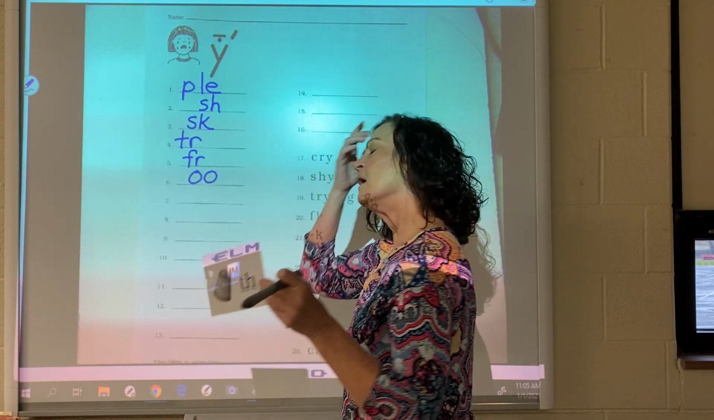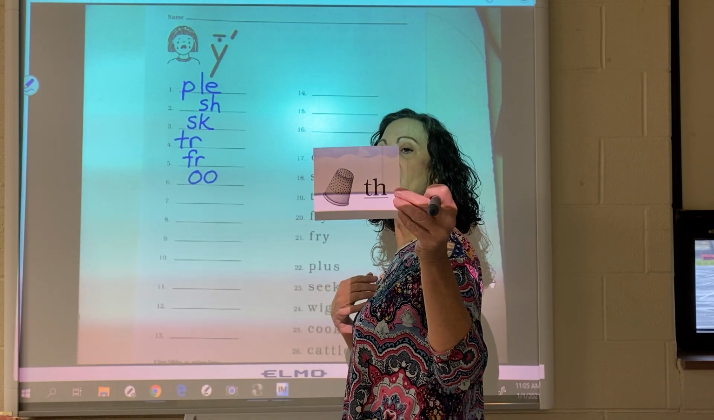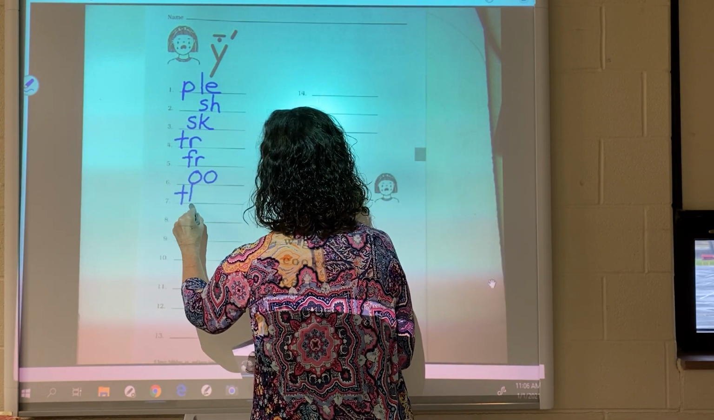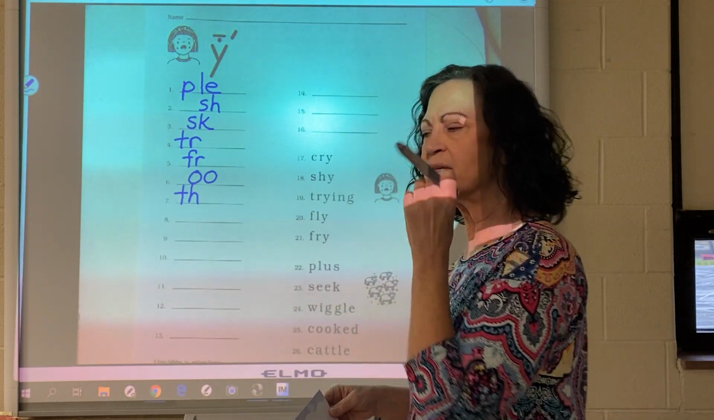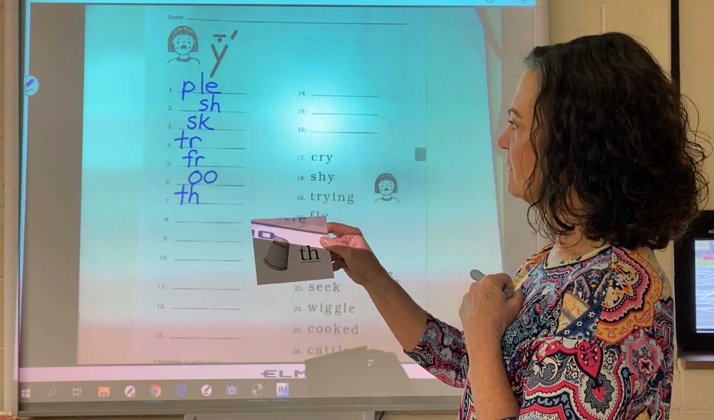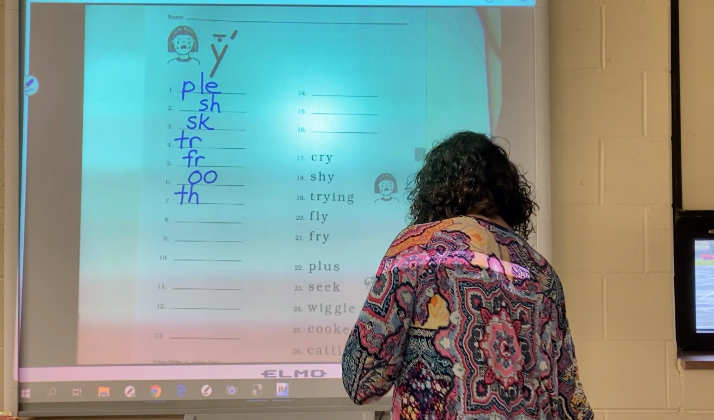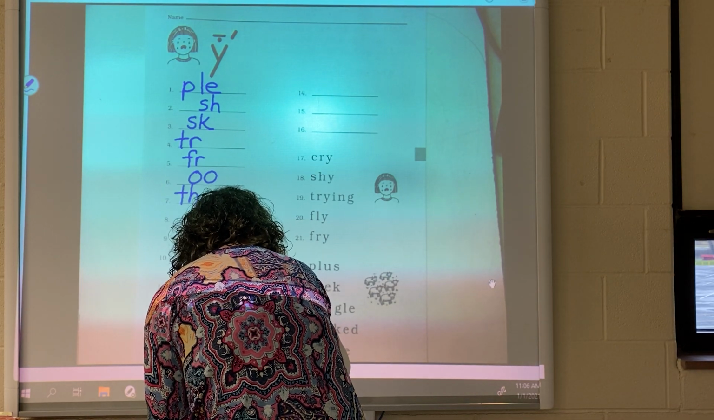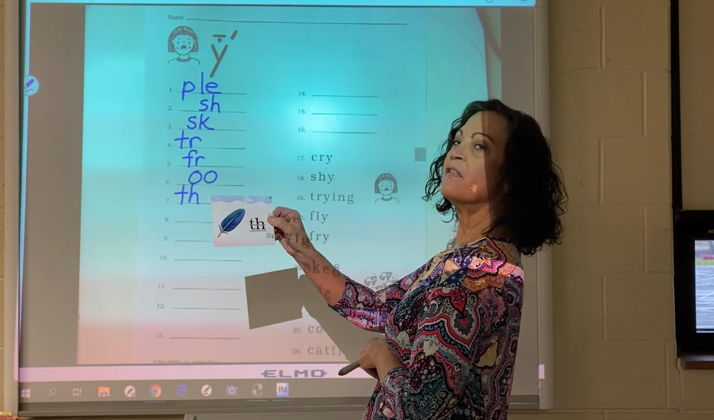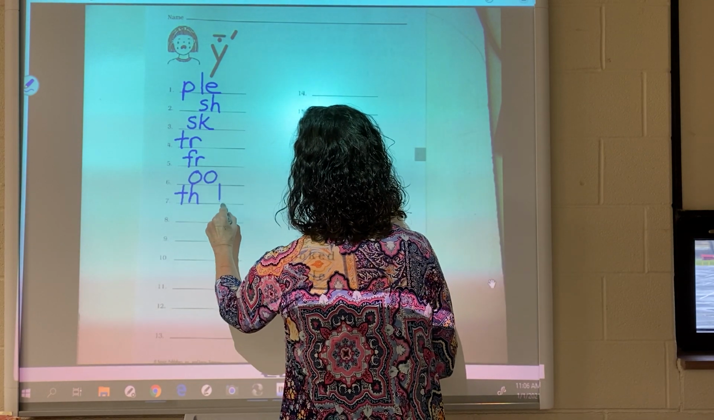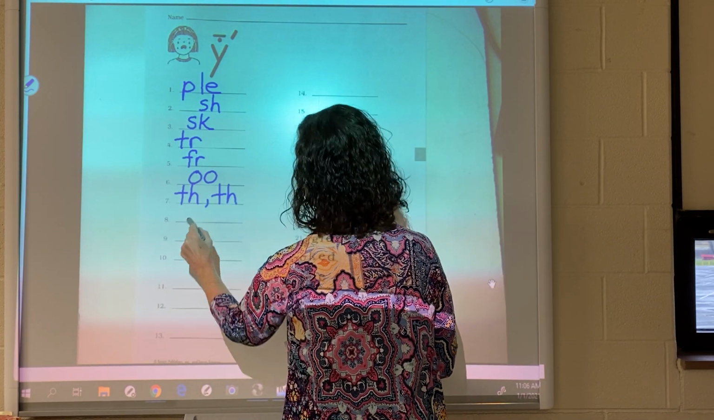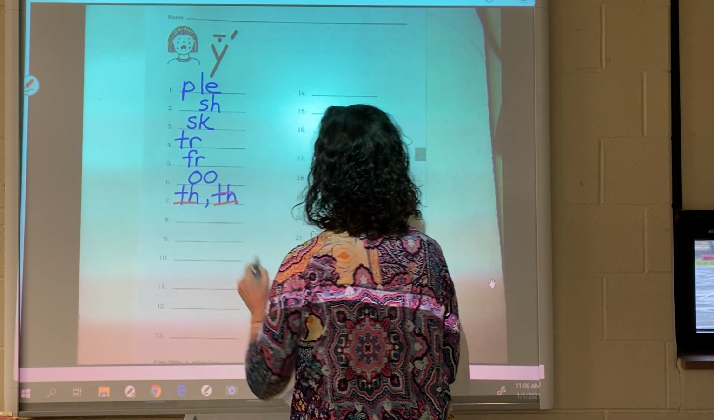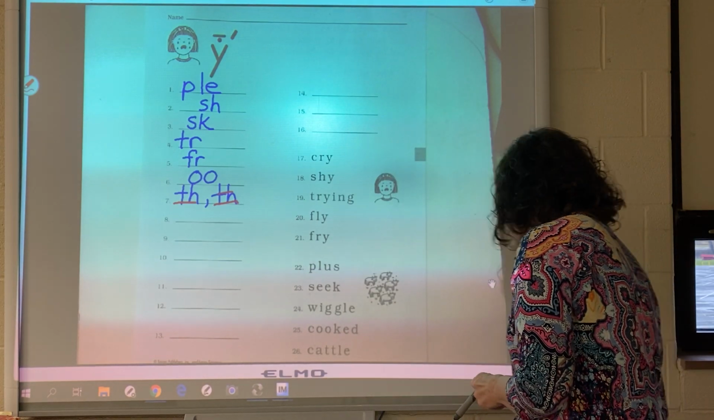We've seen th in thimble. That is one of the sounds that TH makes. TH also says the hard that makes your tongue tickle. Thimble is this one. We have the other TH, the feather, and we're just going to write it right beside it. It can say two different sounds. It says the, and it says the hard the. All right.